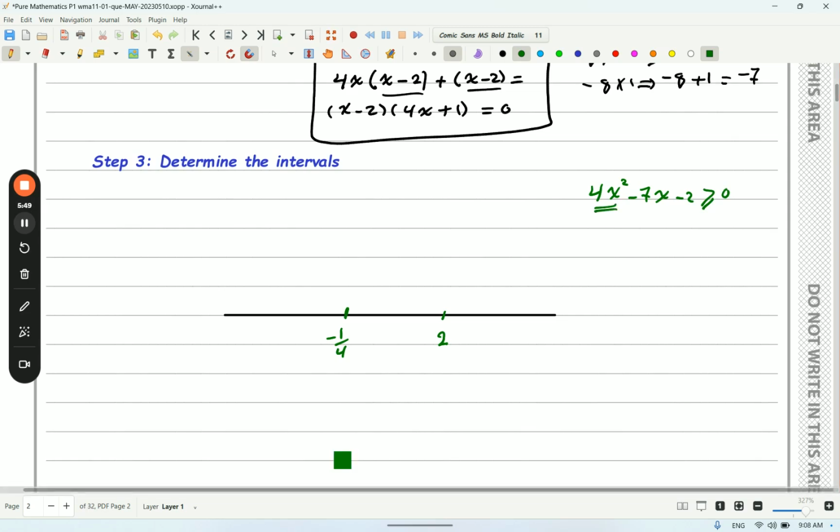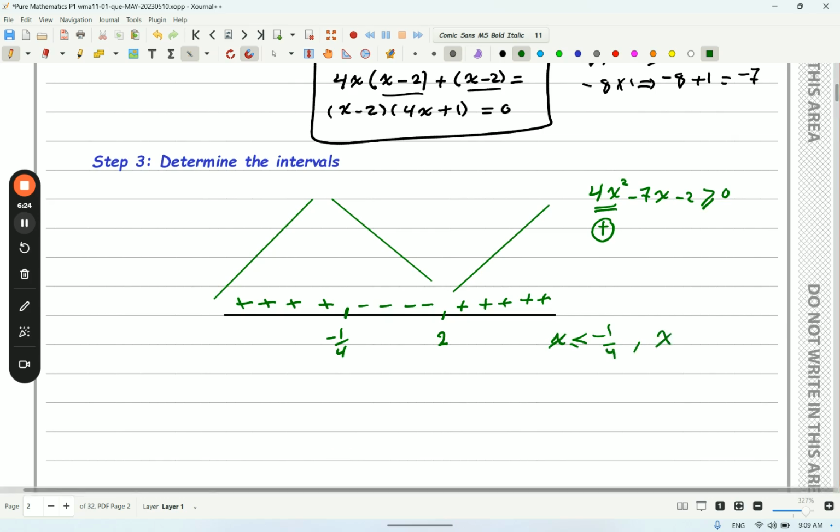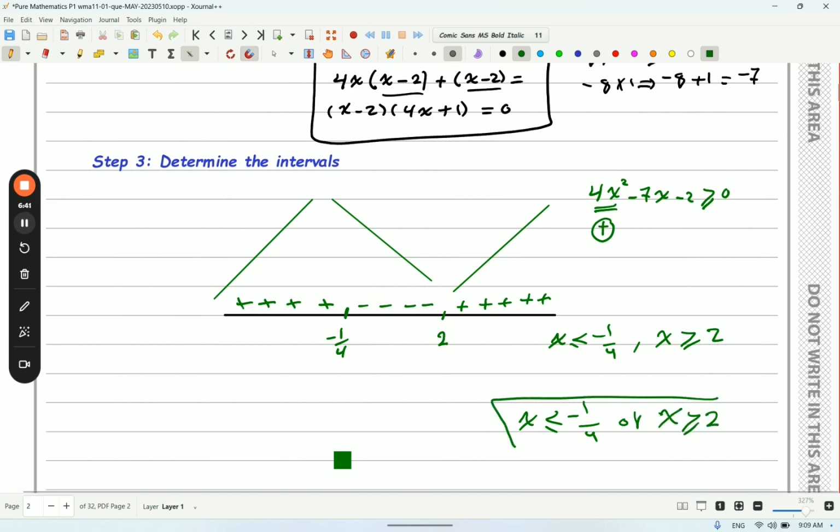Now, 4x squared is positive, which means the coefficient of x squared is positive, so between the roots the sign is the opposite, negative, and outside the roots it has the same sign as the coefficient of x squared. So here we have positive. So this is increasing, then decreasing, then increasing. So in this case, we'll have x less than or equal to negative 1 over 4, and x greater than or equal to 2. So our intervals will be x less than or equal to negative 1 over 4 or x greater than or equal to 2. Thank you.